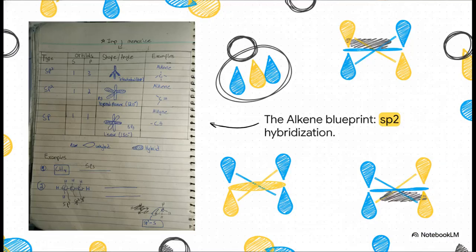Alkenes follow a different blueprint. Their carbons use sp2 hybridization. So instead of mixing all four orbitals like an alkane, they only mix one s and two p orbitals. This gives them three strong bonds, but it leaves one p orbital on each carbon totally unchanged and available.